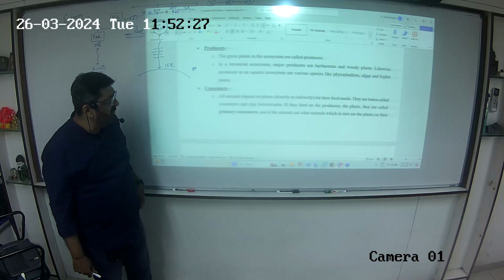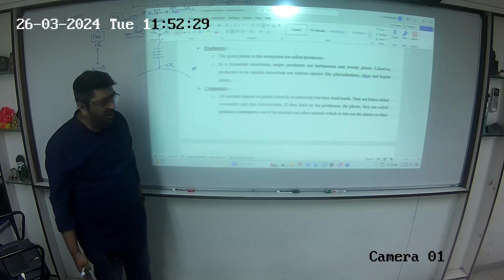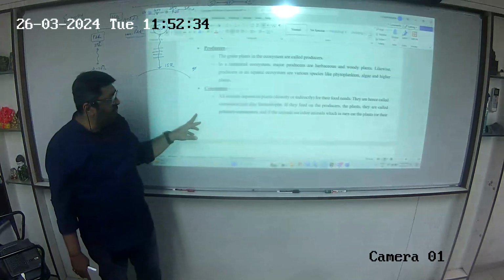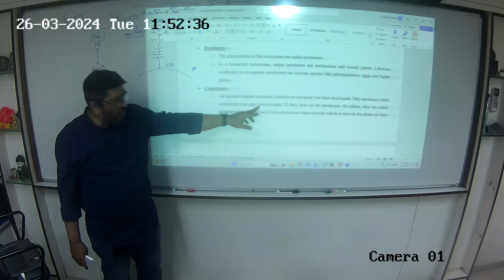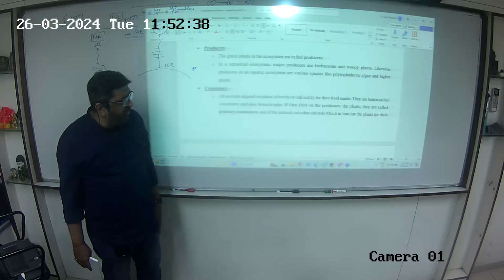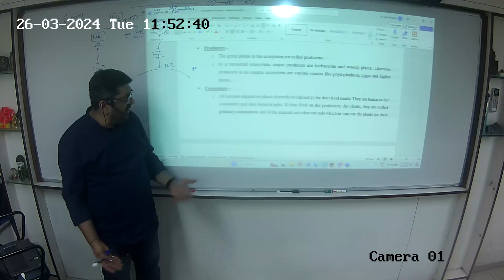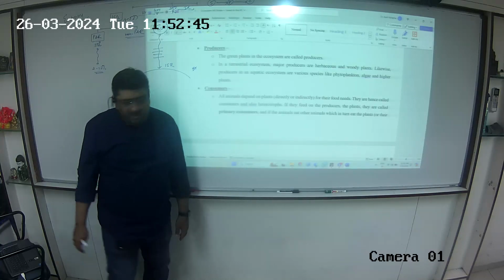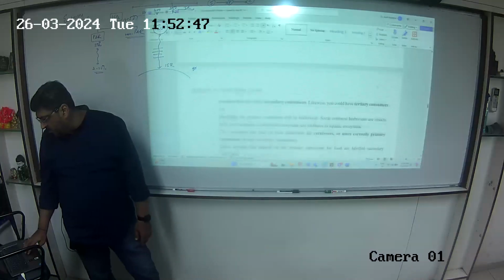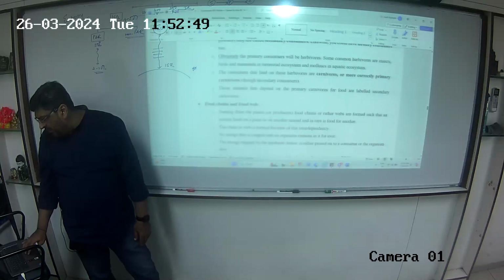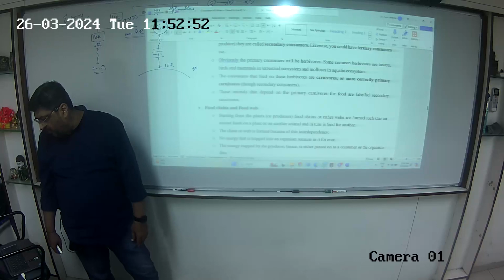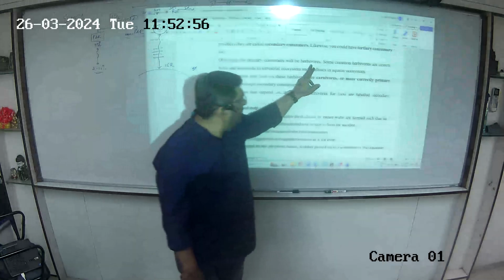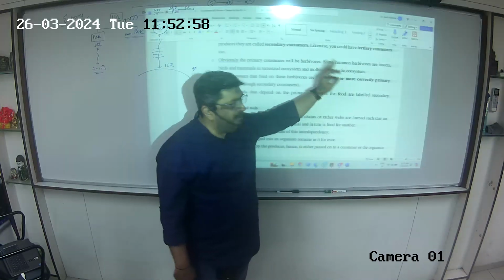Consumers: all animals depend on plants directly or indirectly for their requirements of food. Hence they are called consumers, also called heterotrophs. If they feed on producers, the plants, they are called primary consumers. And if animals are eating other animals, which in turn eat plants, they are called secondary consumers. Likewise, you can have tertiary consumers also. Obviously, the primary consumers are going to be herbivores. Some of the common herbivores are insects.